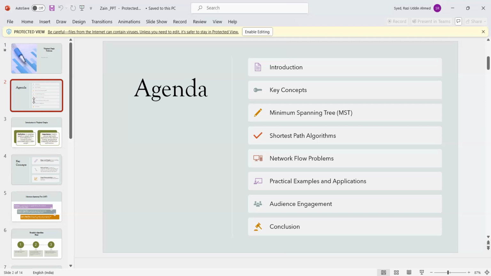Practical examples and applications: real world scenarios where these graph algorithms are applied. And we have the interactive segment to involve the audience in the discussion, and the conclusion, a summarization of the presentation and recommendations for further reading.